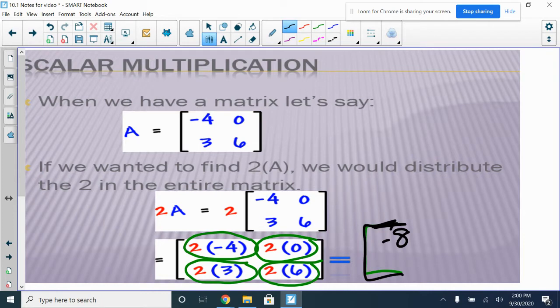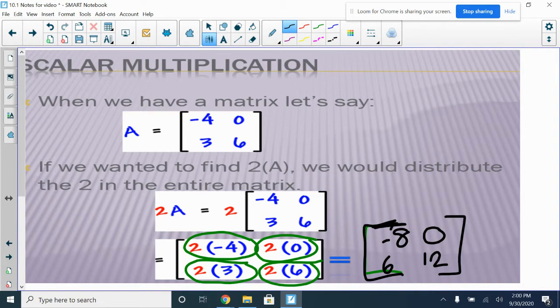Then we have 2 times 0, and that 0 is in our first row, second column. Well, anything times 0 is 0. So our answer is going to stay in that first row, second column. Then we have 2 times 3. 3 is in our second row, first column, where our answer, 2 times 3 is 6, is going to stay right there where it's at. And then our 2 times our 6. Our 6 is in our second row, second column. So 2 times 6 is 12, and our answer would stay in that second row, second column.